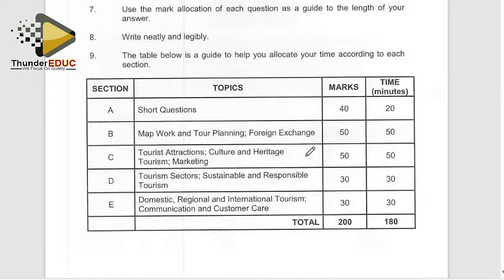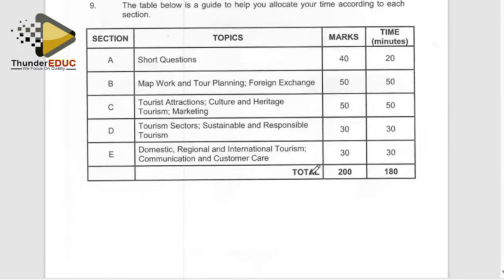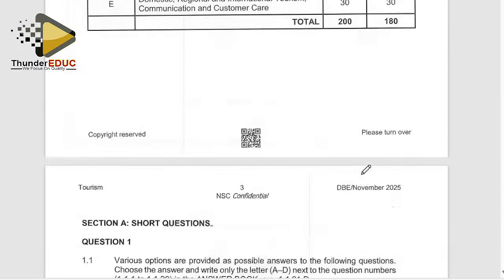So then the topics include the short questions, map work and tour planning, including foreign exchange, which amounts to 50 marks, short questions 40 marks. Then tourist attractions, culture, heritage, tourism and marketing, that's another 50 marks. Then tourism sectors, sustainable and responsible tourism, that's another 30 marks. Then tourism, domestic, regional and international tourism, communication and customer care accounts for 30 marks. So the grand total will be 200 marks.